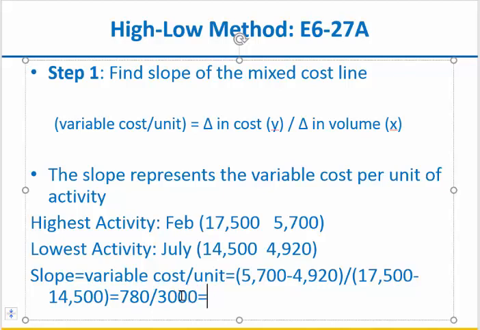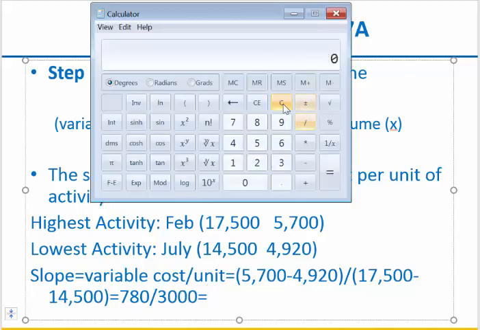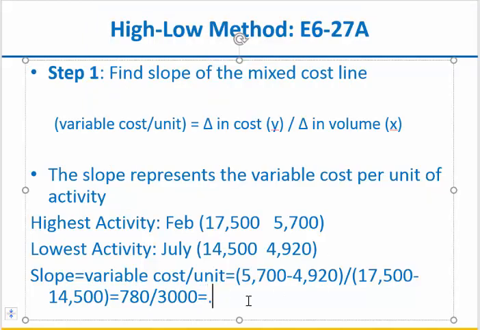So the result is 780 divided by 3,000, which is $0.26 per mile. Okay, so that's what I need from step 1.